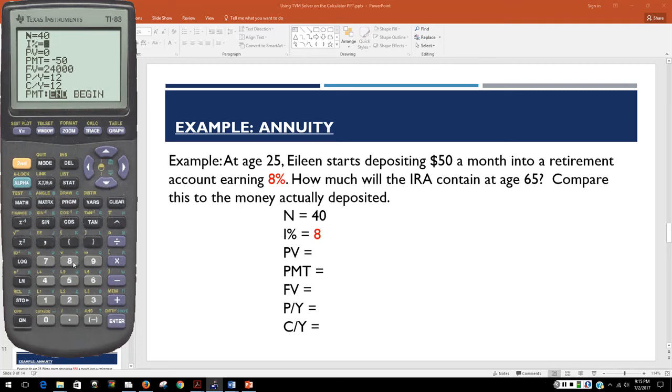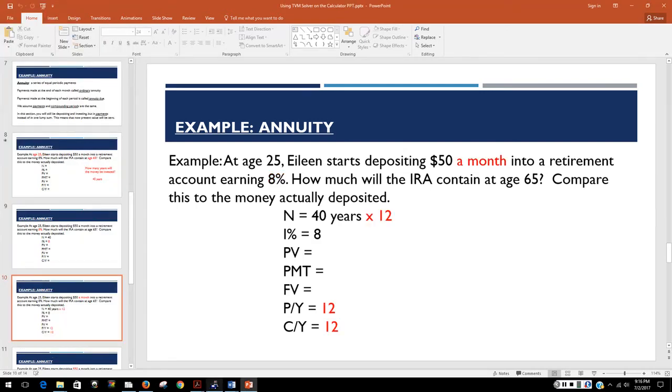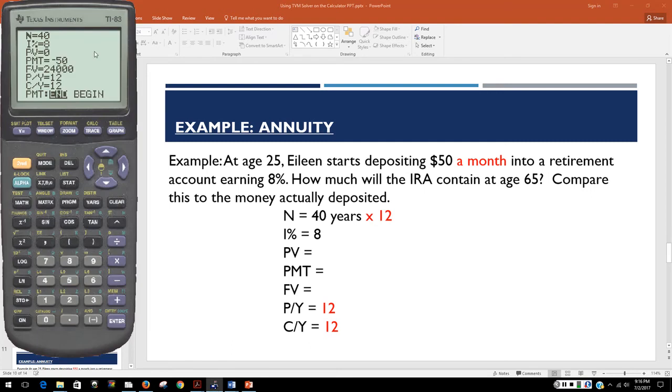Now, she has 8% interest. We've already said the present value is going to be 0. Let's go on to the next step. And the next step says, okay, she's going to make monthly payments. So that means her number of payments, which is what N is going to be, is her 40 years times 12 payments each year. So in total she's going to make 480 payments.